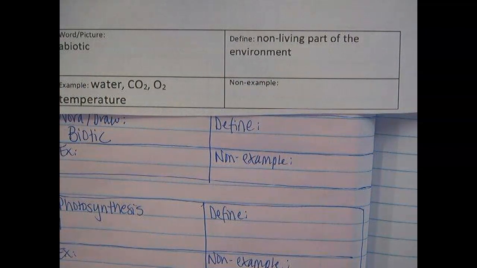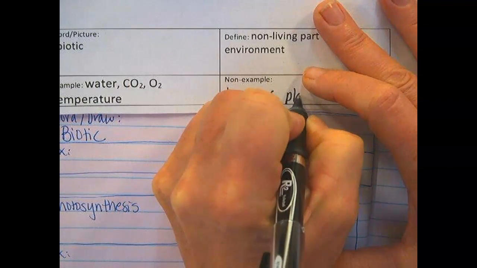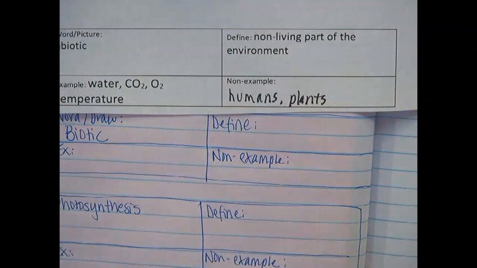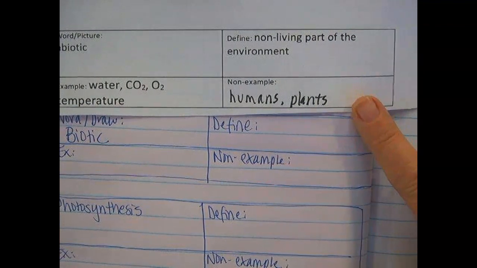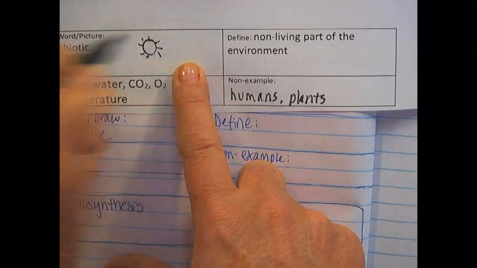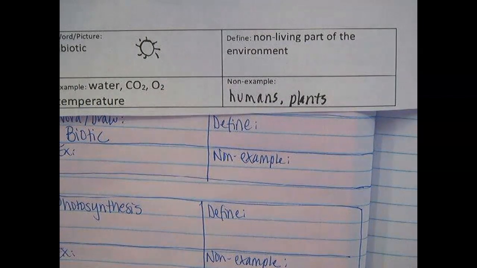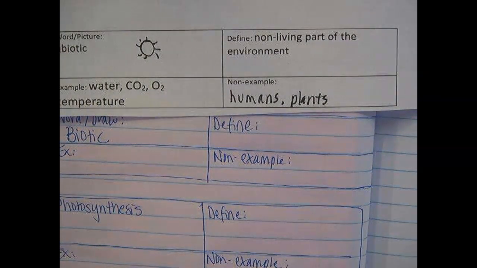And I'm sure you could come up with some non-examples of abiotic. If you pause the video, there are lots of non-examples, anything alive, right? So humans, you could put plants, any animal that you want to put there, but these would be the non-examples. So you could draw here maybe a sunshine, because sunlight would be an abiotic factor, an important one that you could actually add there as well. So abiotic, A again, is not, bio means living.